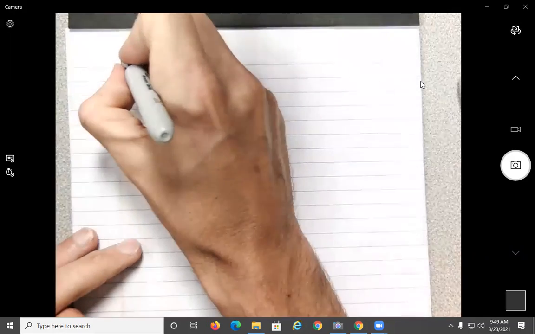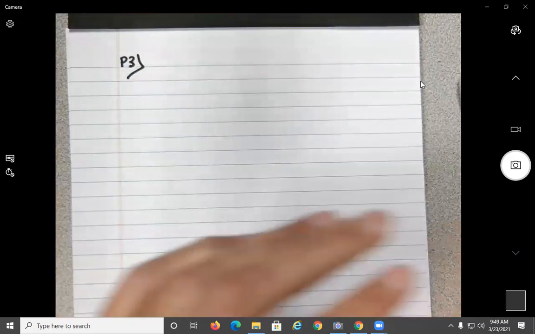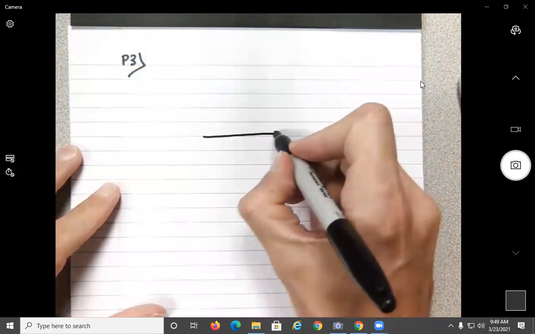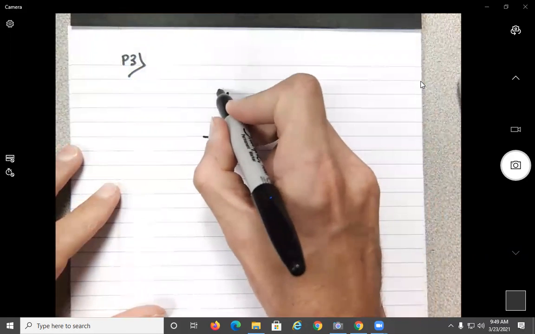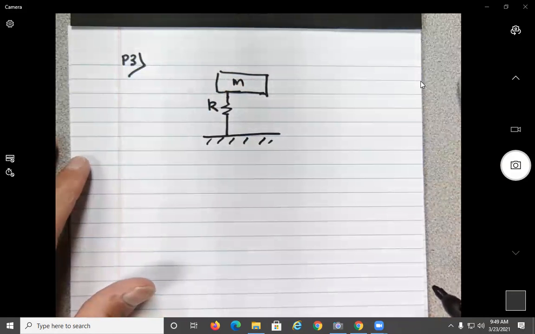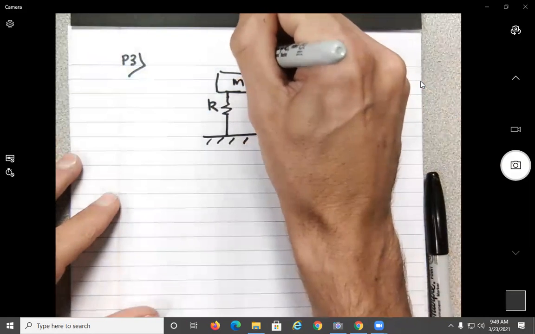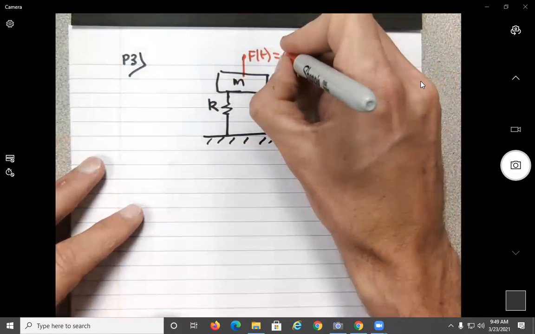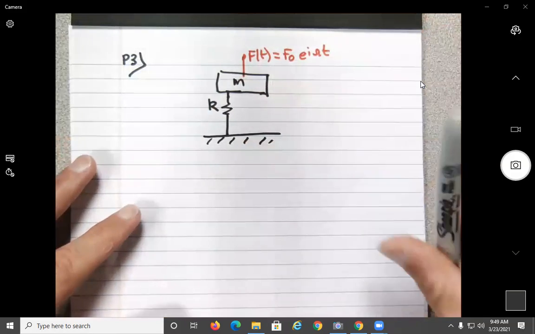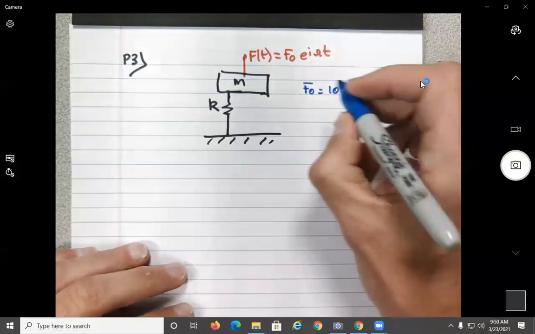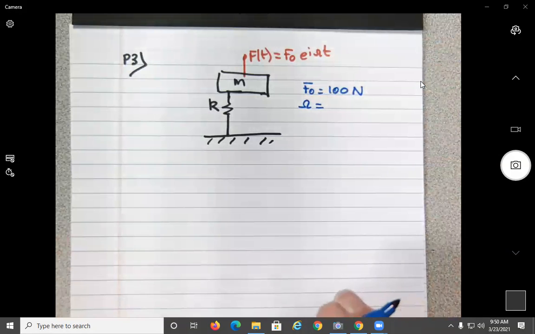All right, so problem 3. What I would do is this. A mass is suspended from a spring of stiffness 4,000 and is subjected to a harmonic force. You can do it up and down, it doesn't matter. Let me just do it up. So there's a mass, a spring K, subjected to a harmonic force F of t, which would be F sub naught e^(i capital omega t), where F sub naught is 100 newtons and the force frequency is 5 hertz.